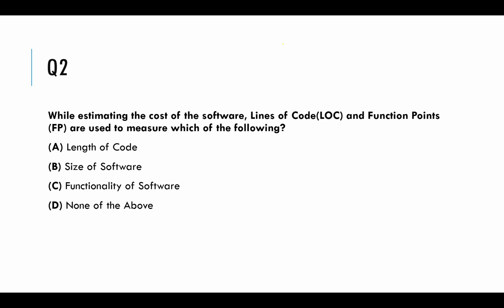So moving on to the next question. It's a theory question. While estimating the cost of the software, lines of code and function points are used to measure which of the following. As I stated in the starting, it is used to calculate the cost of the software, but the cost is not given because we are just using the size of the software. We can also calculate the cost. So the correct answer to the question is size of the software.